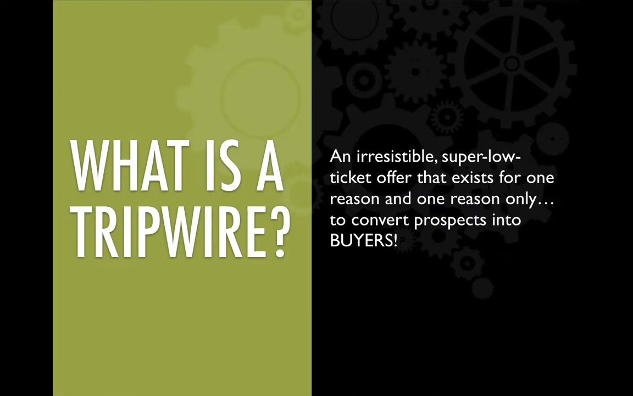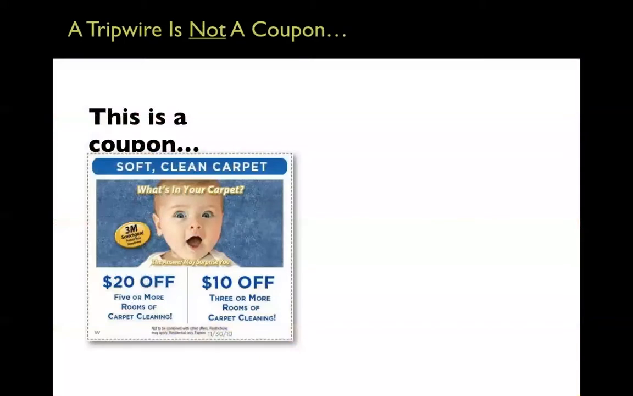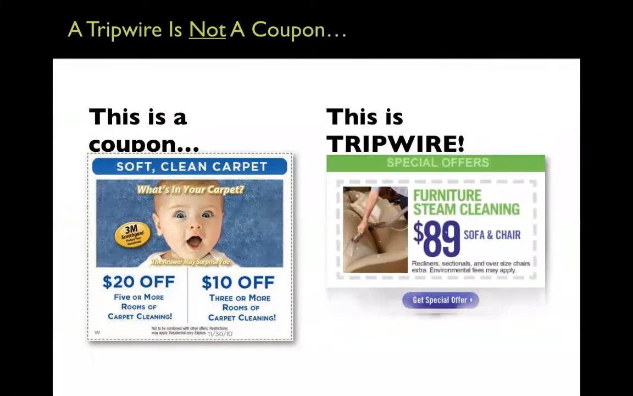So this is dating me a little bit, but I remember this, and this is an excellent example of a tripwire. So if you remember Columbia Records and Tape Club, would you believe 13 records or tapes for $1? And this accounted for 15% of all music sales. Who wouldn't get 15 albums for $1? So a tripwire is not a coupon. This is a coupon. This is not it. Soft clean carpet. No, that's not a tripwire.